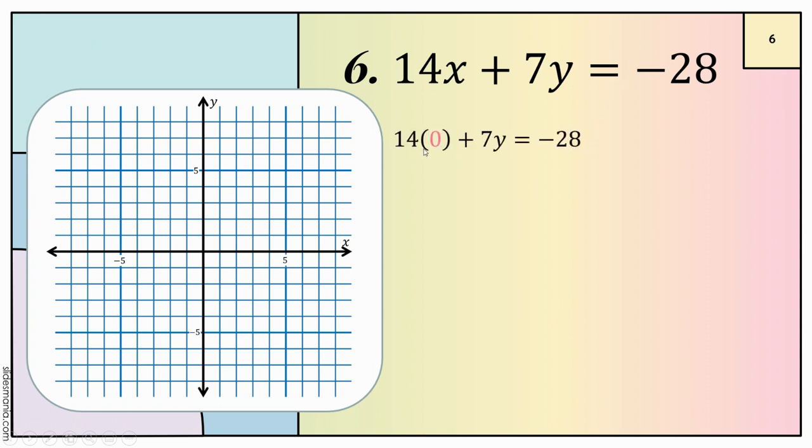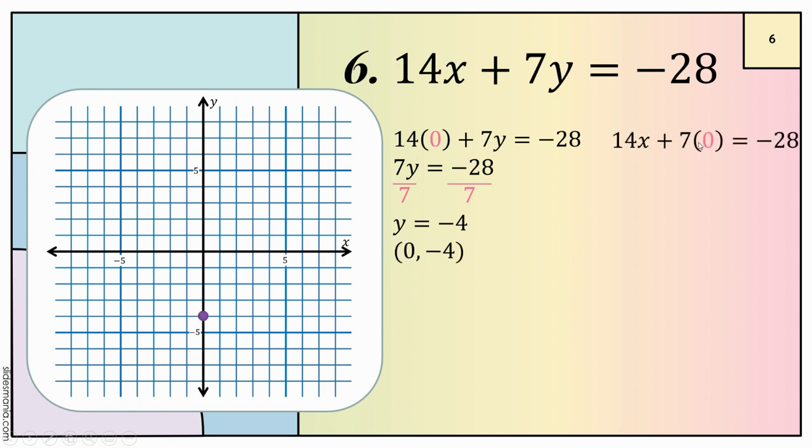Putting 0 in for x, 14 times 0 gives us 0. That leaves us with 7y equals negative 28. Divide both sides by 7. We get y equals negative 4. So plot (0, -4). And then putting 0 in for y, 7 times 0 is 0. That leaves us with 14x equals negative 28. Divide both sides by 14, and we get negative 2. So I'm going to plot (-2, 0), and then connect my 2 points with a straight edge and include an arrow on both ends of my line.